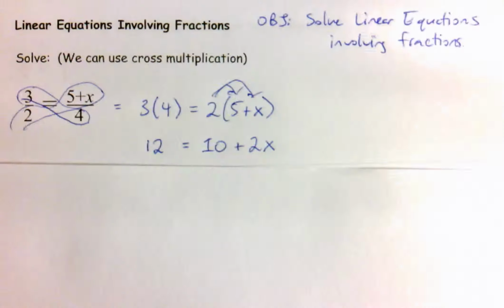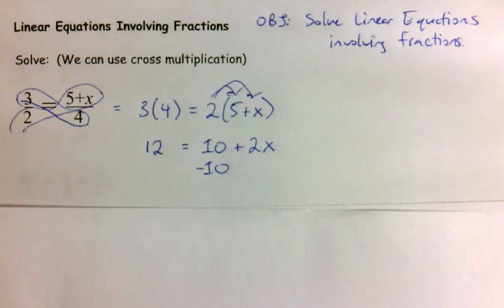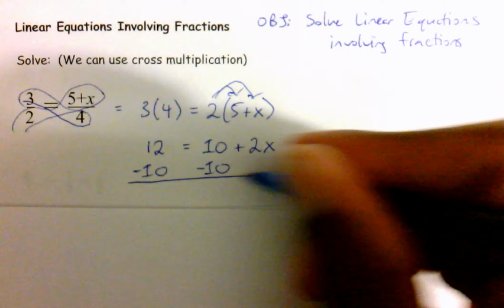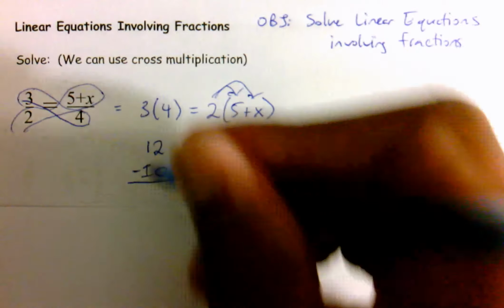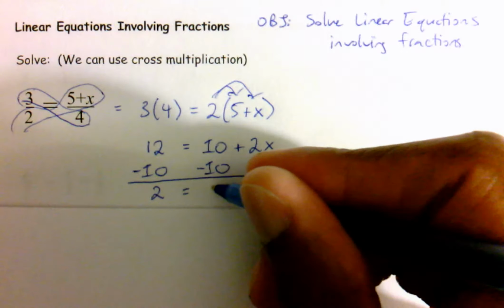Now, as before, our goal is to get our variable by itself, to isolate our variable. So I already have 2x over here on the right side. So I'm going to leave it on the right side, and I'm going to undo this addition by 10 by subtracting 10. Now, if I subtract 10 from the right side of my equation, in order to keep it balanced, I must do the same thing to my left side. So I'll subtract 10 on both sides. And when I do that, 12 minus 10 leaves me with 2 on the left. And then I have on the right 10 minus 10, which is 0, plus 2x is just 2x.